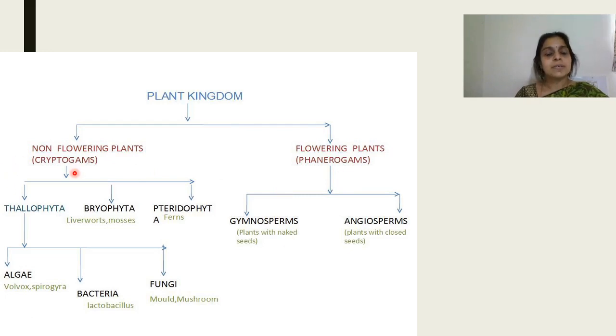Under the cryptogams, you have divisions like thallophyta, bryophyta, and pteridophyta. Coming to phanerogams, it is gymnosperms and angiosperms. Coming to thallophyta, again there are subdivisions: algae, bacteria, and fungi. So today in this video, we'll be studying all these subdivisions and sub-kingdoms.